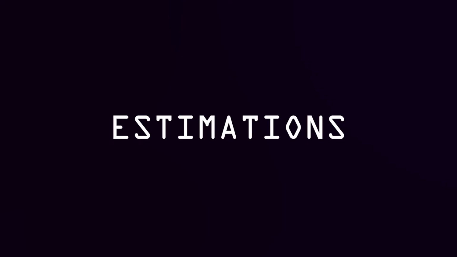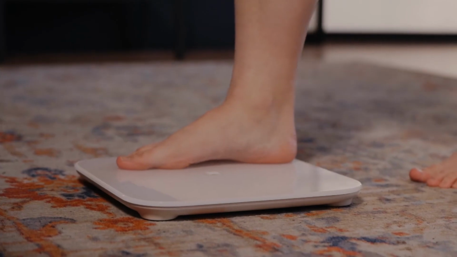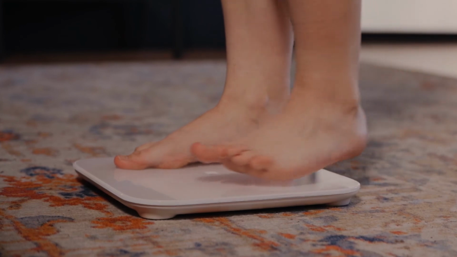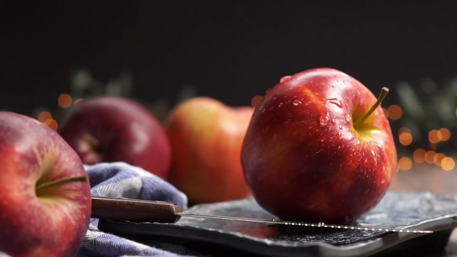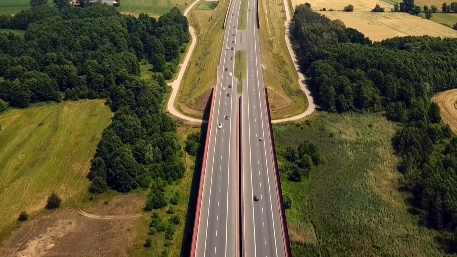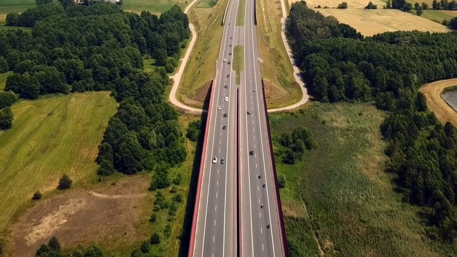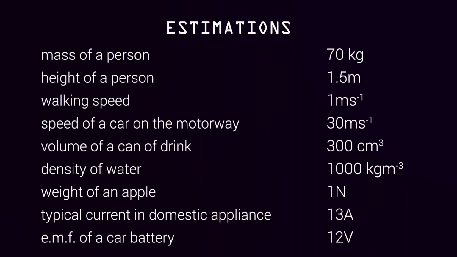Finally, estimations. Estimations are to do with the standard average values of the physical world around us. For example, the mass of a person is 70 kilograms, the mass of an apple is 250 grams, the walking speed of a person is 1 meter per second, and a car on the motorway travels at 30 meters per second. So here's a list of some of the estimations that are common, and there are others that you might have to make and use.